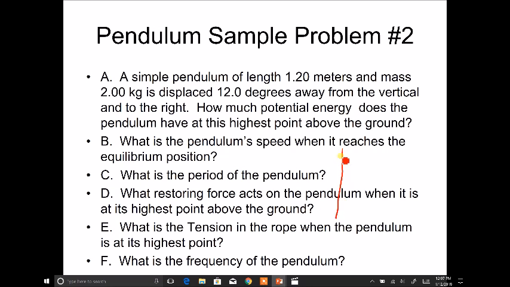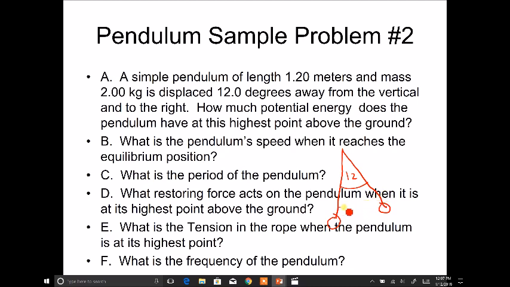So let's say we have a vertical. Our pendulum was here, and now we moved it away from that vertical, and our angle is 12 degrees. All right, so as we moved it to the right, we also lifted it.